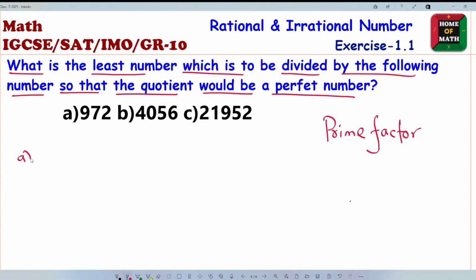First number is 972. First we have to make a prime factorization. 972 we can divide by 2, so we will get 486, right? Then divide by 2, so we will get 243.